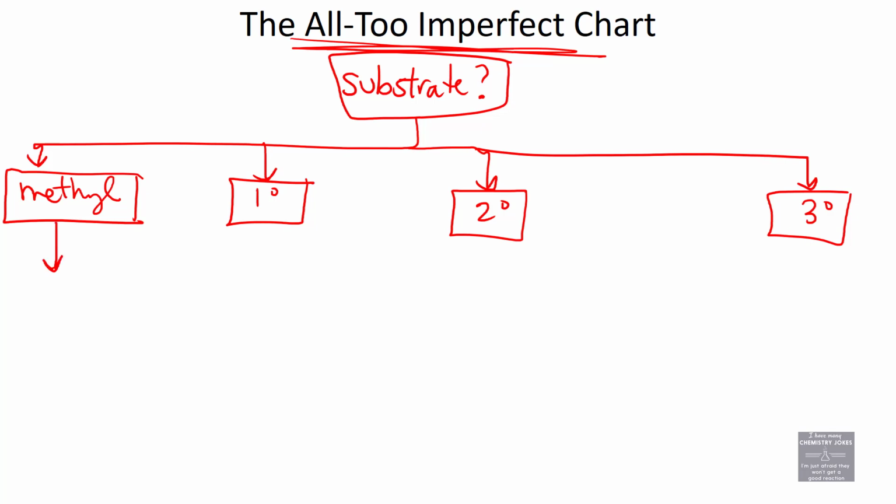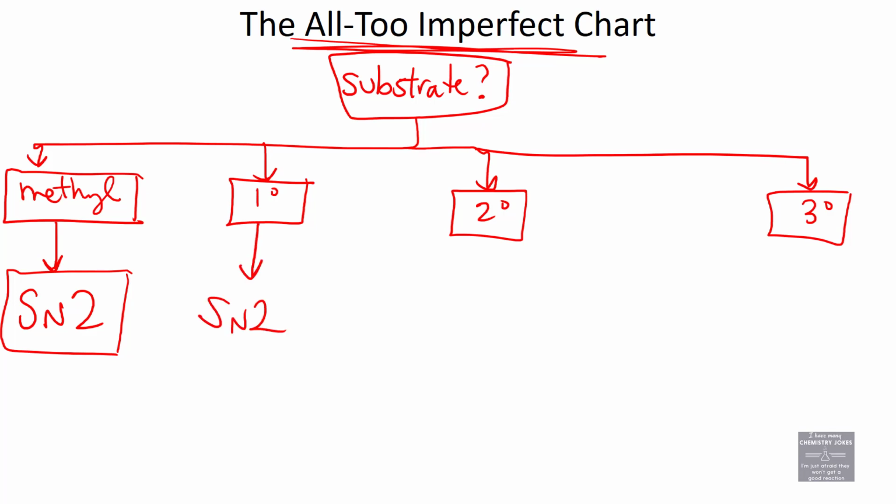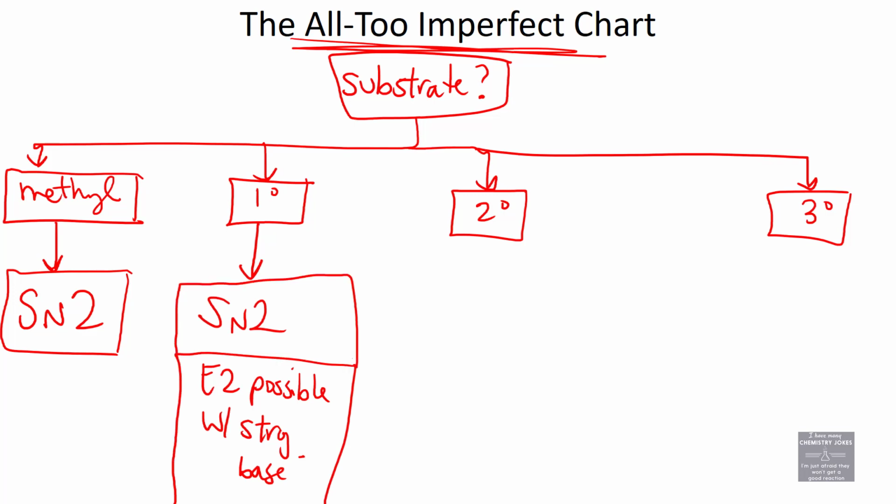Methyl. There's 1 carbon. Can't do alpha beta stuff. So there's only one reaction possible because we don't have methyl carbocations. That is not a thing. We get SN2 and SN2 only when you have a methyl substrate. That's kind of nice. The rest of these are not quite as nice. When it's primary, that's not crowded. SN2 is generally what's favored, but E2 possible with a strong base. And who do we consider strong base? Hydroxide and to the left.